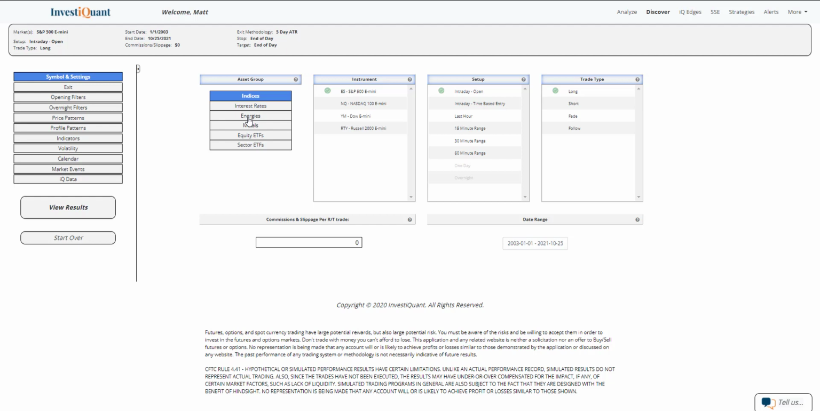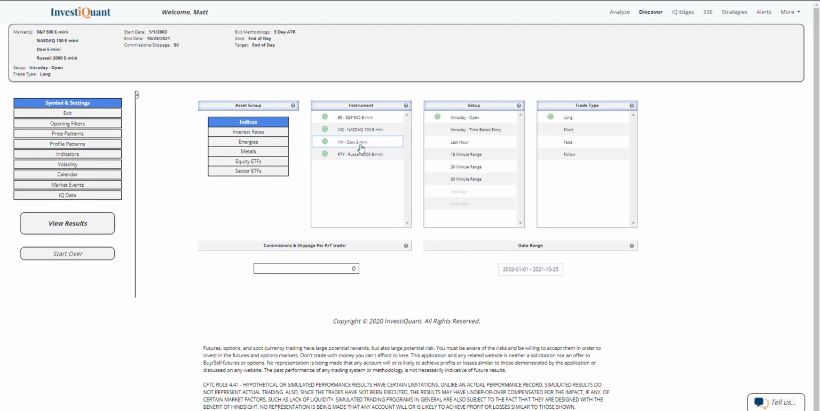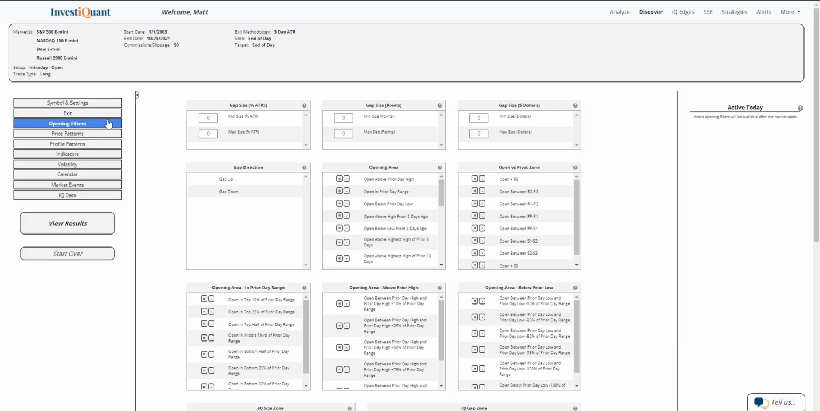What has happened following an outside day at a 50-day high, followed by a gap up within the prior day range? So let me go ahead and set that up and discover. We'll use all four instruments. The setup will be based upon entering the market long at 9:30 a.m. Eastern Time and exiting at 4:15 p.m. Eastern Time.